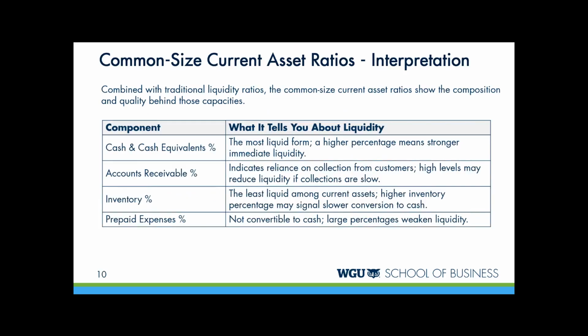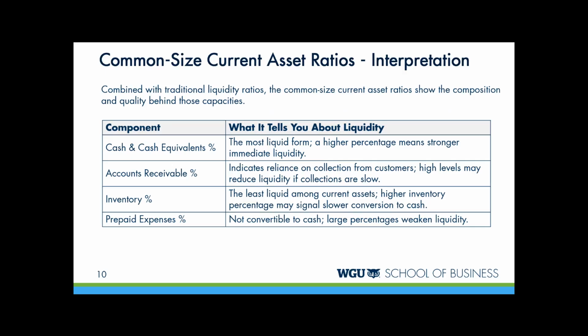The first item we would look at is our cash and cash equivalents percentage. That's going to tell us what percentage of our most liquid assets are available as current assets. Higher percentages are going to mean higher immediate liquidity. The accounts receivable percentage is going to tell us how much the firm relies on collections from customers. High levels of accounts receivable mean that we're reducing our liquidity, because typically we want these accounts to turn over in 30 days. But if they don't, then our ability to convert them into cash is going to slow down and decrease our immediate liquidity.